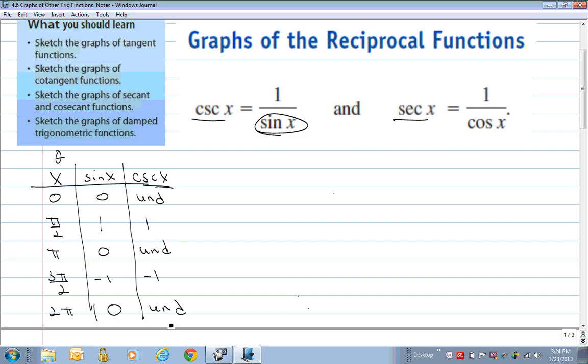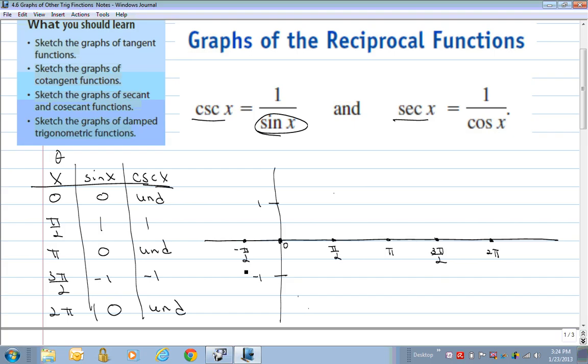So let's take a look at what this cosecant graph looks like, and how closely it is related to our sine graph. So I'm going to draw our little axis here, and I'm going to label what we had before. We're going to make this our 1, this our -1, and that's a point at 0. We have a point at pi over 2, a point at pi, a point at 3 pi over 2, and a point at 2 pi. And we can go the other direction. I'll go ahead and put one at -pi over 2.